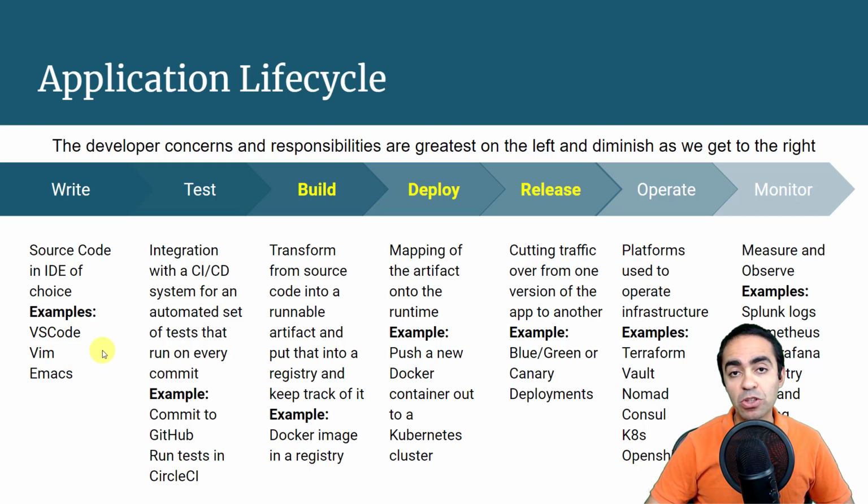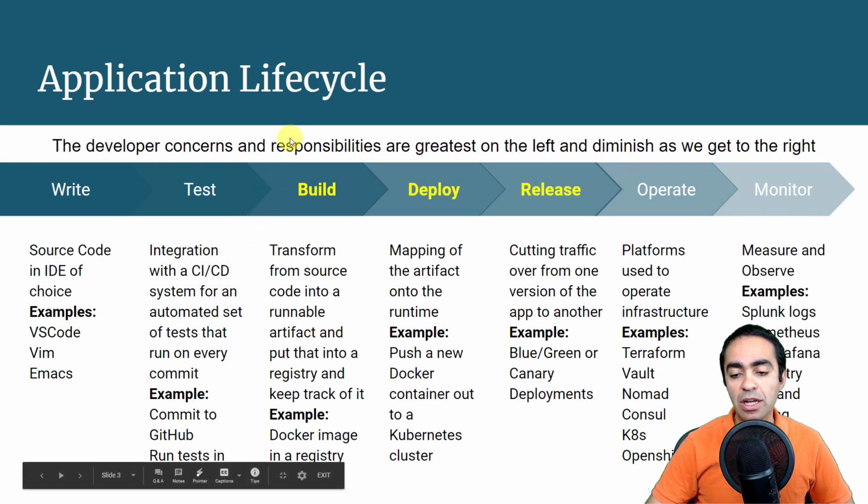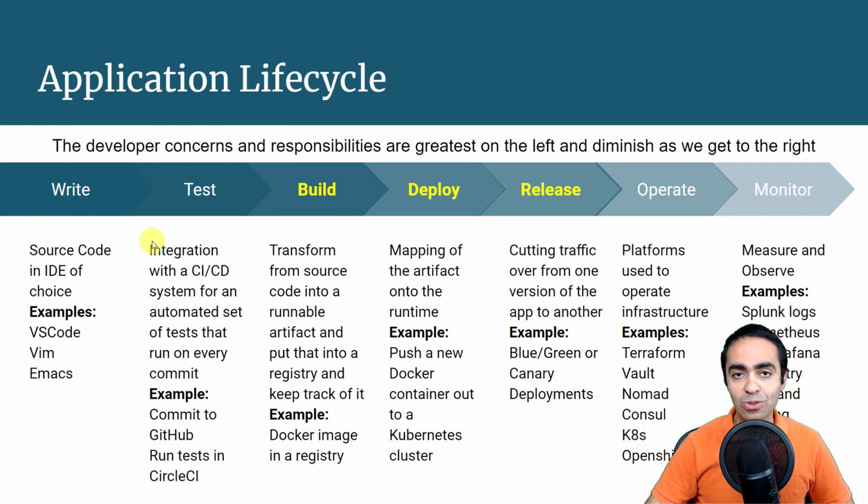At this point, you want to integrate with a CI/CD tool, especially with the CI side, continuous integration. So you integrate with a CI/CD system to automate a number of tests that you have, unit tests, regression tests, and so on, and have this run on every commit. So for example, you commit to GitHub, and then you can run tests in CircleCI or even GitLab, or GitHub Actions will take over, and so on.